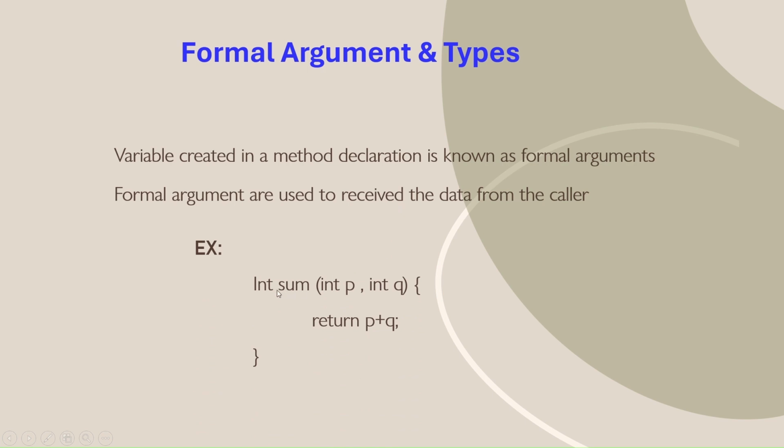So here, as you can see, int sum is a method. The type of method is int type, and the variables created inside the method, int p and int q, these two variables created inside the method are called formal arguments. And what data does it return? p plus q. As you can see, the int type of method returns int type of data.